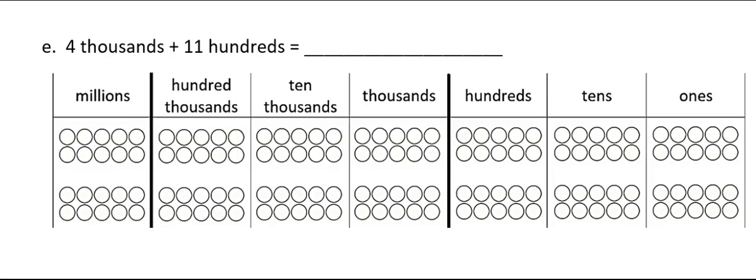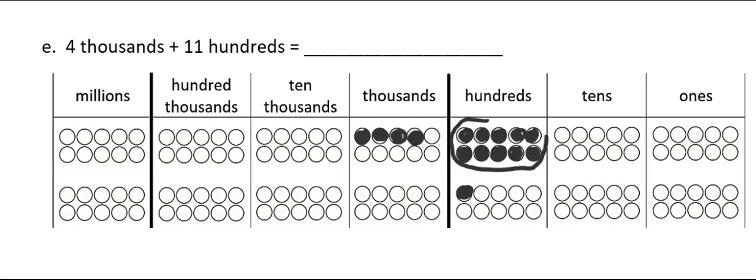Let's look at one more example. Here I'm adding 4,000s to 1,100s. I'll start by shading in my 4,000s. And then I'll shade in the 1,100s. You can see once I shade in the 1,100s that I have a group of 10. So I'm going to take those 10 hundreds and compose them into 1,000.